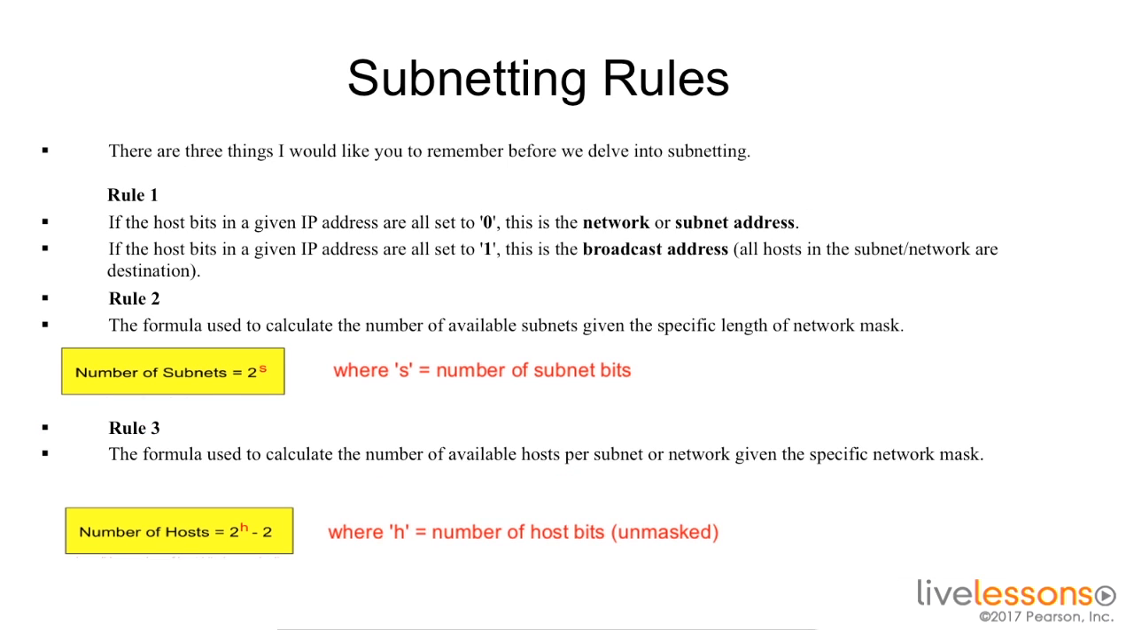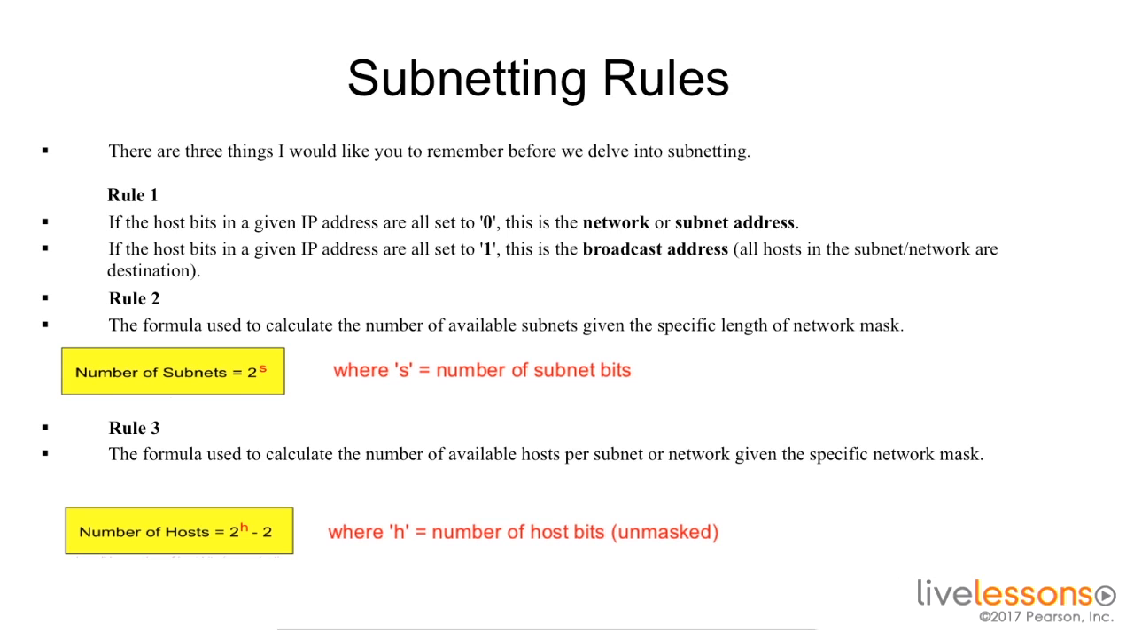There are a couple of subnetting rules that you should know. The first rule is that if the host bits in a given IP address are all set to 0, this is the network or subnet address. The second part of that rule is that if the host bits in a given IP address are all set to 1, this is the broadcast address. These are the 2 addresses that are reserved out of a subnet, one to identify the network and the other one for broadcasting.